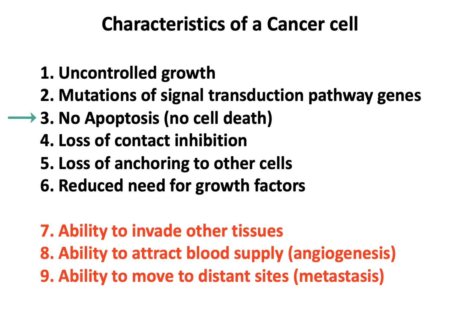Three is no apoptosis or cell death, so they're essentially immortal. There's a loss of contact inhibition, so even if they touch other cells, they continue to grow. Loss of anchoring to other cells, so eventually they lose those anchors and start moving around locally and then later more broadly. And then they have a reduced need for growth factors. They continue to grow when they normally would not grow.